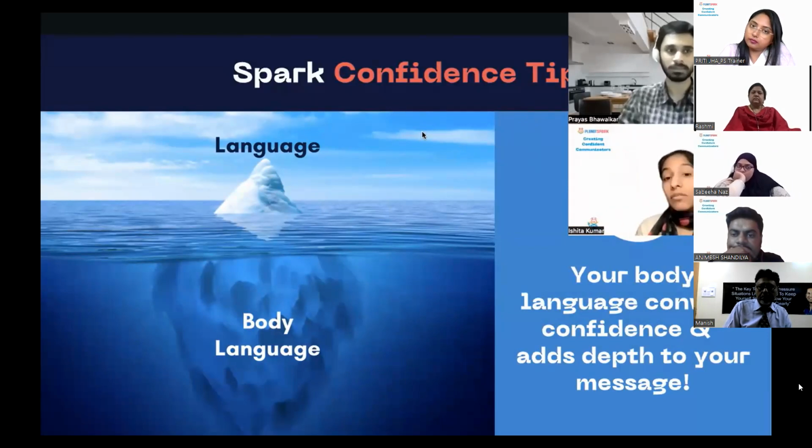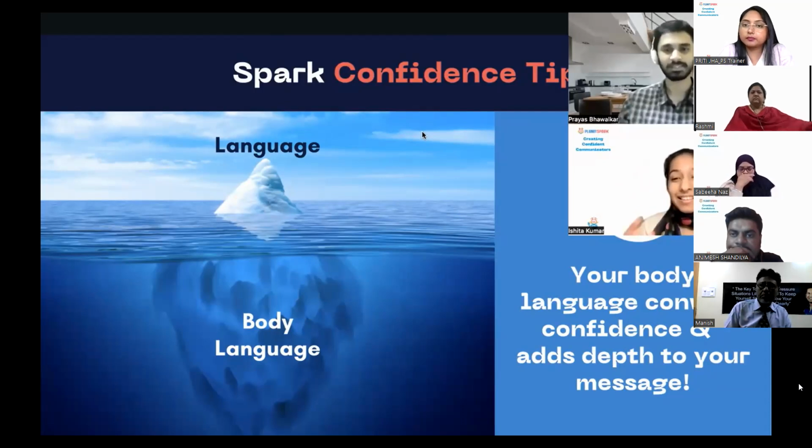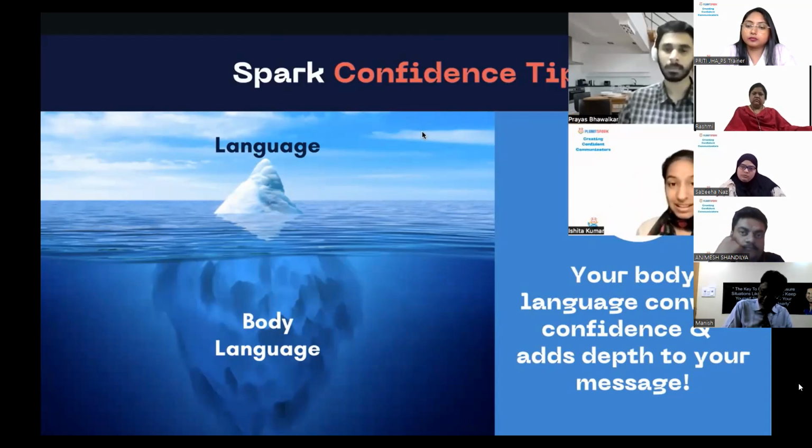What all did you use in your body language? You used your hands, your face, and even your eyes. You also used your teeth, in fact. It's like you were clenching your jaw. So that's how you showed your body language. And that conveys your confidence, your belief in your point, and also adds depth to your message.